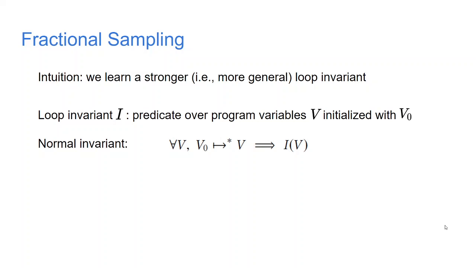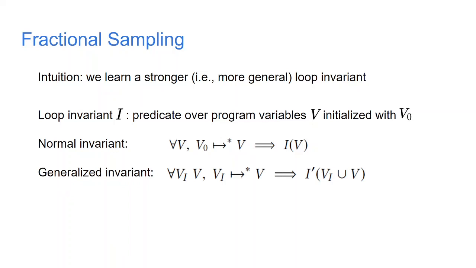Our solution is to learn a more general invariant, an invariant that holds for all initial states. The loop invariant can be considered a predicate over program variables v, initialized with v0. The normal definition of the loop invariant says that if after some iterations we reach the state v, then v must satisfy the loop invariant I.